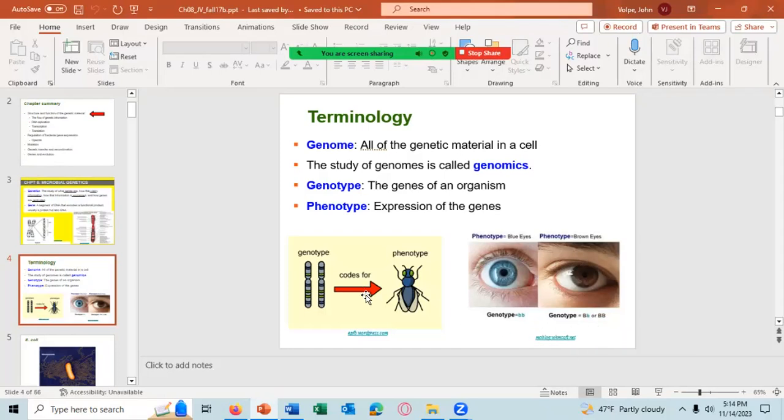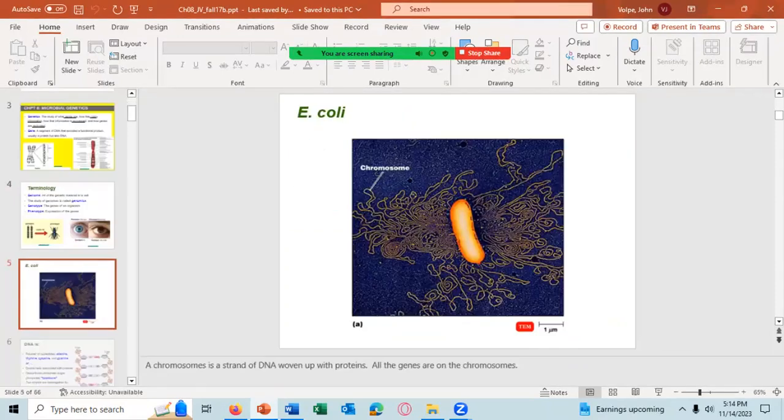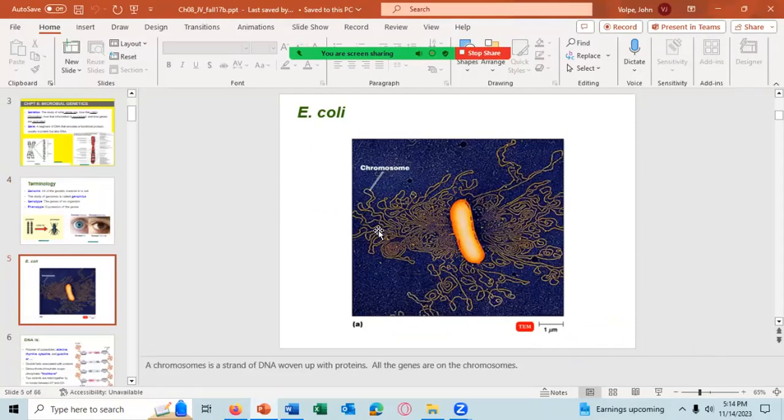So the genotype codes for the phenotype, at least of a simple genetic trait, and we're not going to talk about any genetic traits which is not simple. Like a person's weight is not a simple genetic trait. Okay, any question about any of that? All right, there's the chromosome of E. coli, and it's really kind of like a string. And then there would be a gene like maybe right here.